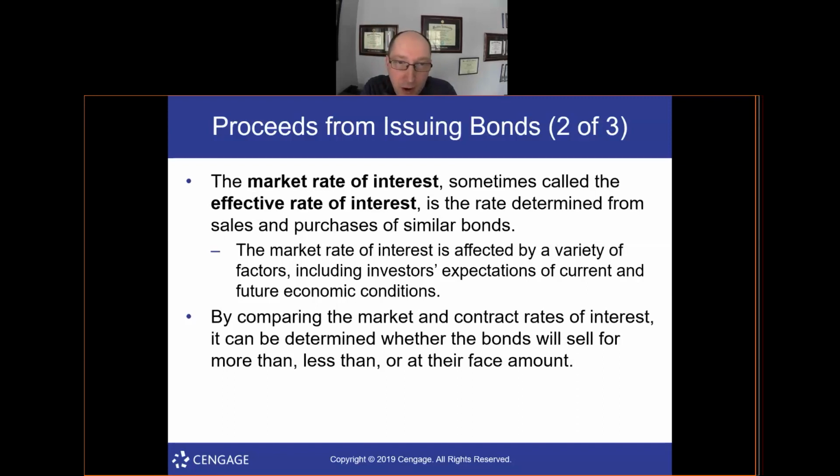So the market rate of interest is sometimes called the effective rate of interest, which is determined from sales and purchases of similar bonds. If you ever listen to somebody say, the interest rate on mortgages is currently at 3%, and then the next day, it went up to 3.1%, and the next day, it went up to 3.5%, and then the next day, it went down to 2.9%, that's the market rate of mortgages. It works the same way. It goes up and down every single day, and it's based off of market factors.